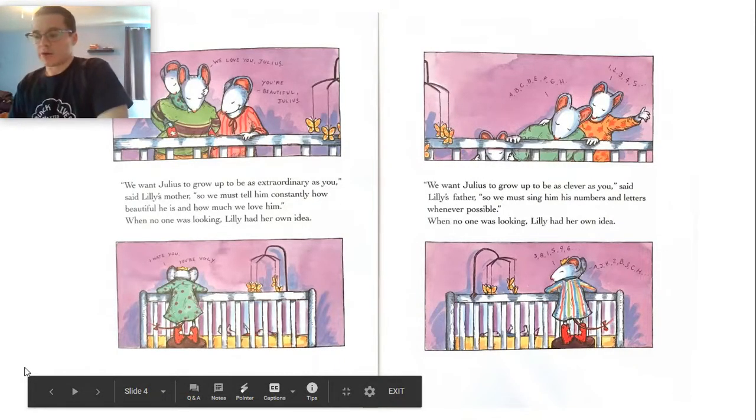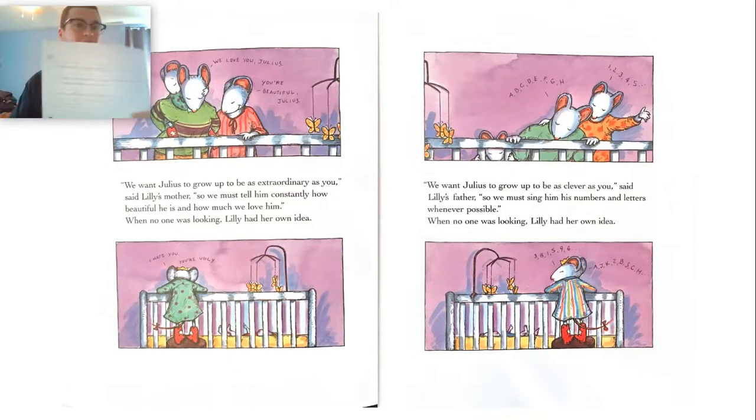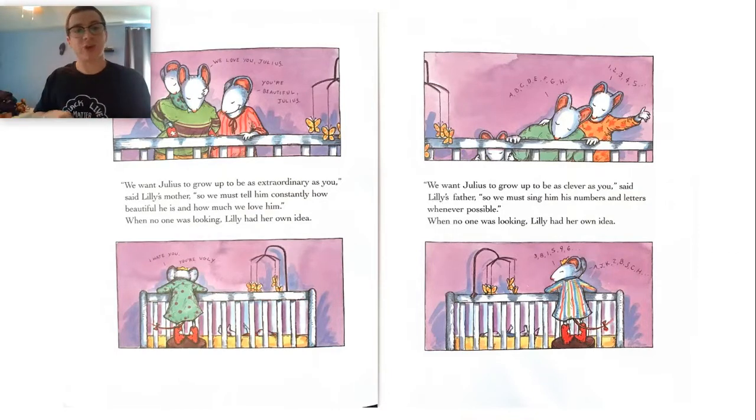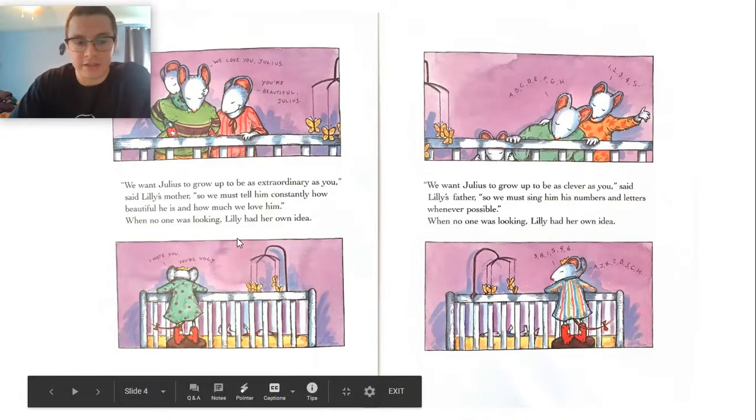So underneath where I wrote question number 2, I wrote a number 3 and wrote my next answer. So the setting of this story is Lily's home. The setting of this story is Lily's home. We see them in lots of different bedrooms, but all of the pictures are in Lily's home with her mom and her dad.